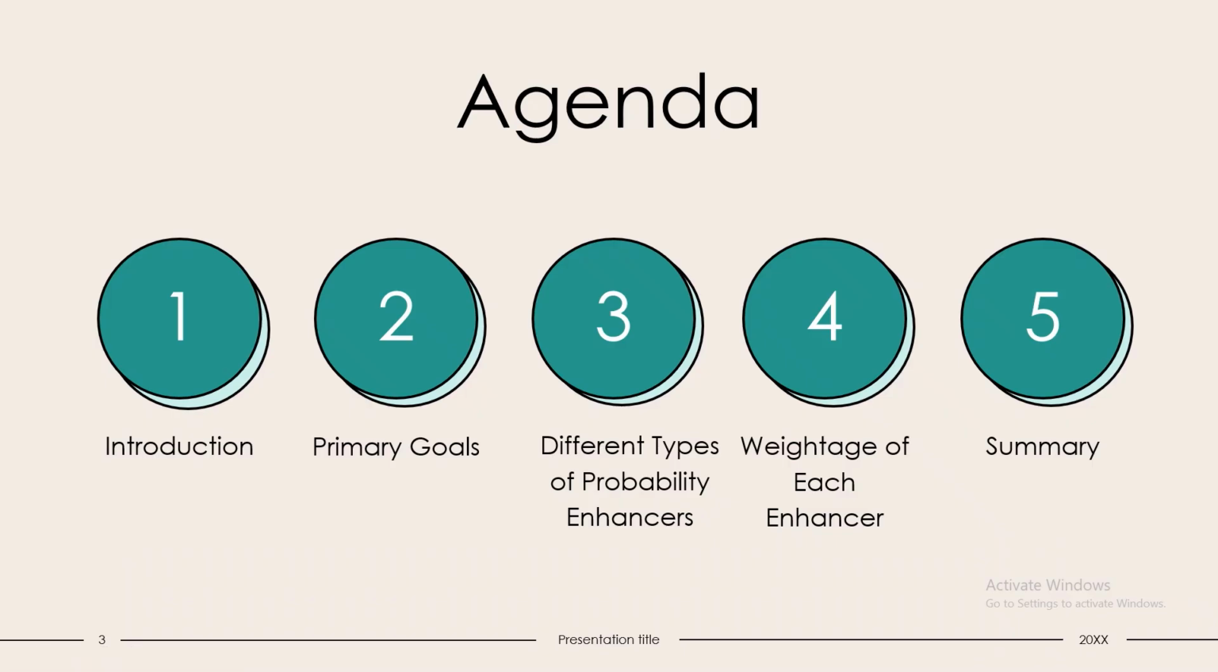The agenda for today's discussion consists of 5 different parts. We shall start with the introduction to the probability enhancers, followed by the primary goals for these enhancers. We shall then talk a little about different kinds of probability enhancers, followed by the ways in which we can give a weightage to each enhancer, and then finally we shall summarize the scores obtained in a table and come to a decision whether we go in for a trade or not.